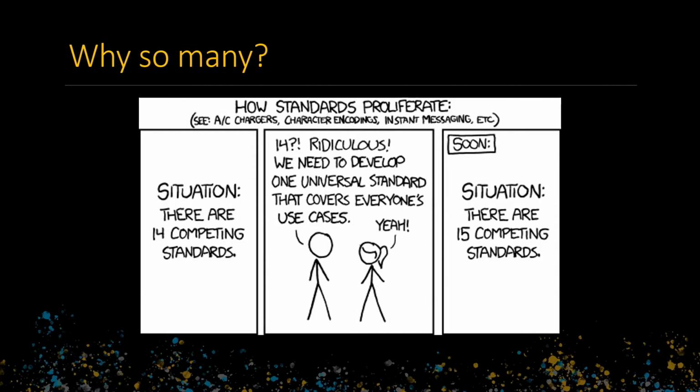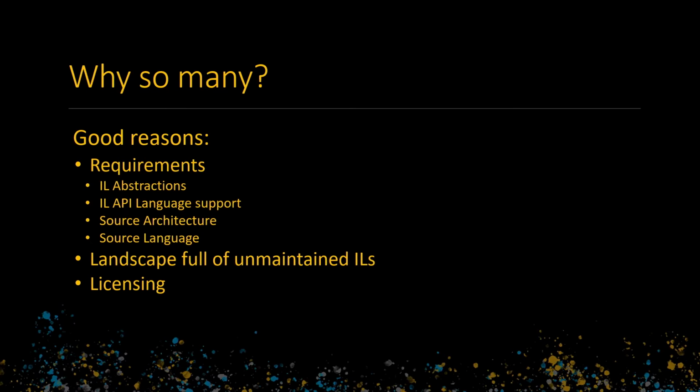Okay. So why do we have so many? I think XKCD nails it on the head. Situation, there are 14 competing standards. That's terrible. Let's make the one standard to rule them all. Now we have 15. I think that's part of the reason why we get so many ILs. There are many good reasons why we have a lot of different ILs, and you may have to choose which one when you want to build your analysis.